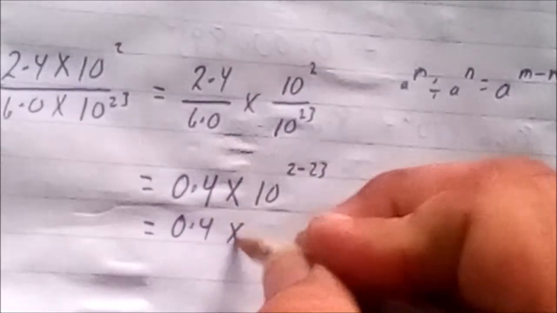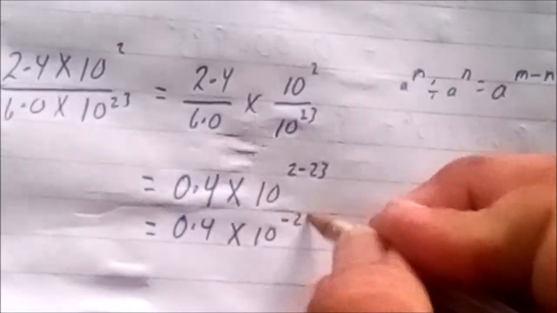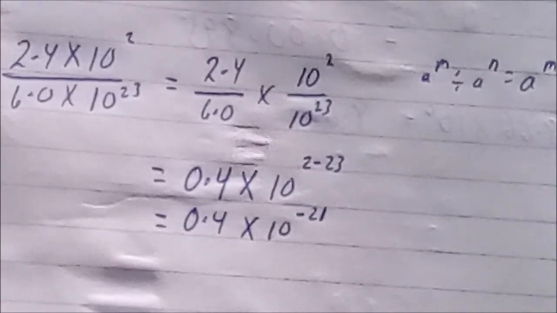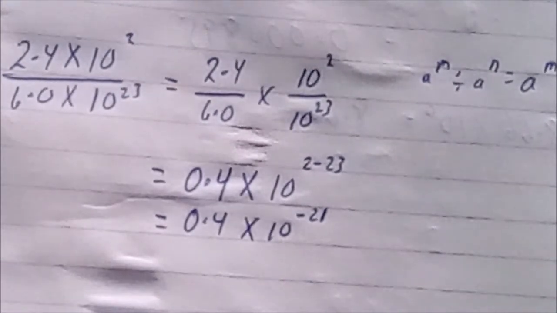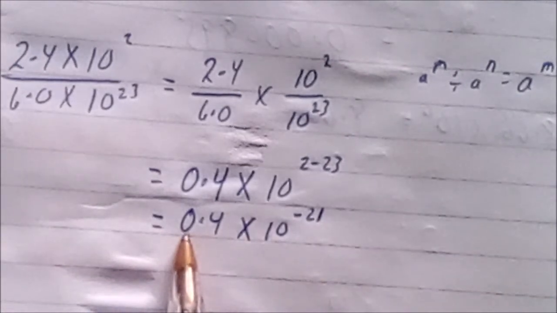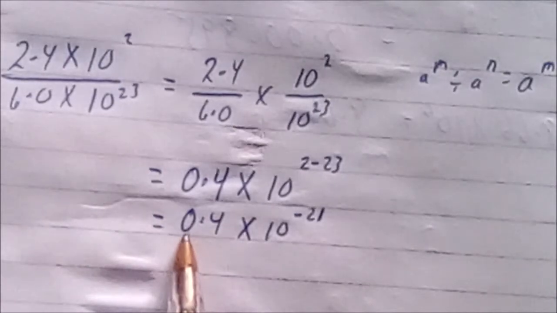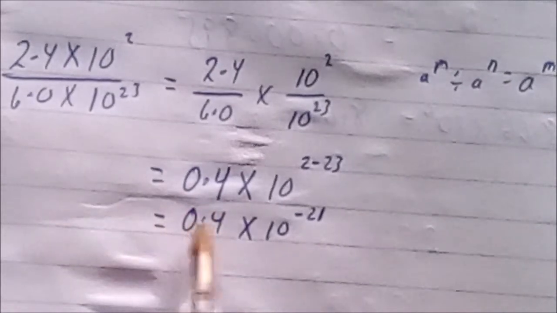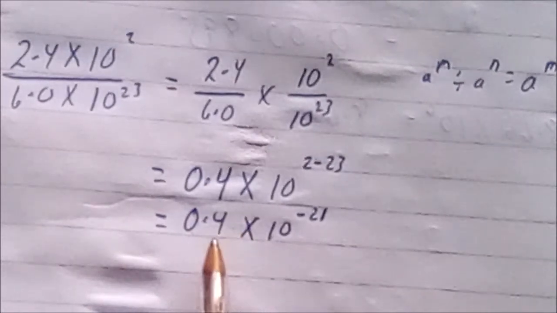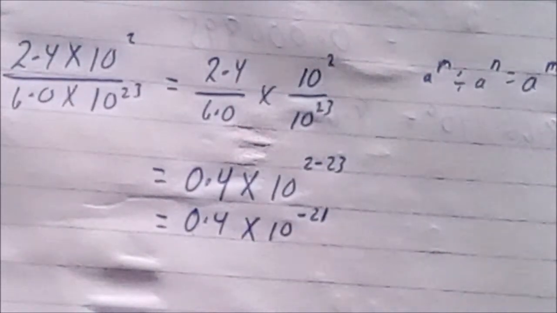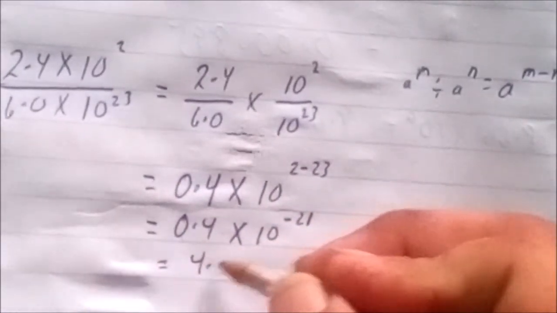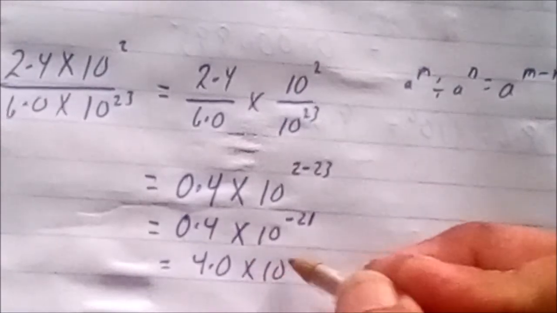0.4 times 10 to the negative 21. Now that's our solution. However, that is not in scientific notation. Why? Because this value in front is not 1, it is below 1, and it's not 10. So therefore we will need to move this decimal point towards your right hand side, okay, and that will give it an exponent of 10 to the negative 1 power. So you put here 4.0 times 10 to the negative 1.